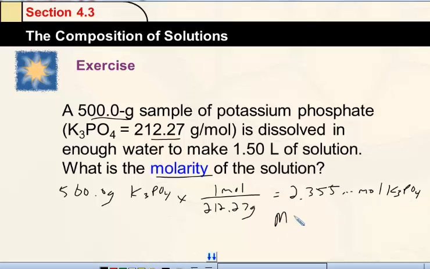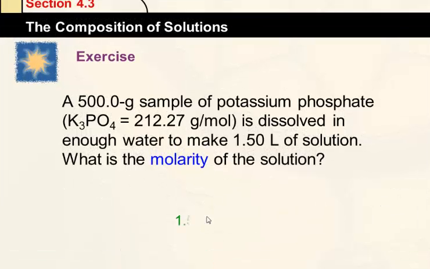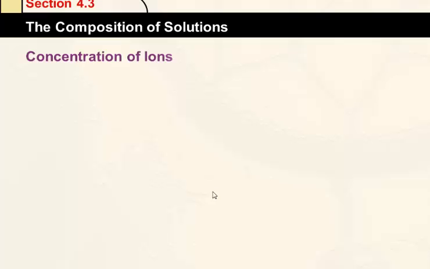So that means the molarity is going to equal that number of moles of K3PO4, divided by the total volume of the solution, which is 1.50 liters. When I divide that out, I get 1.57 molar. That is the concentration that it would be. So that's just a basic molarity equation that we've done before. We haven't done it with ions too much, but we'll be doing that shortly.